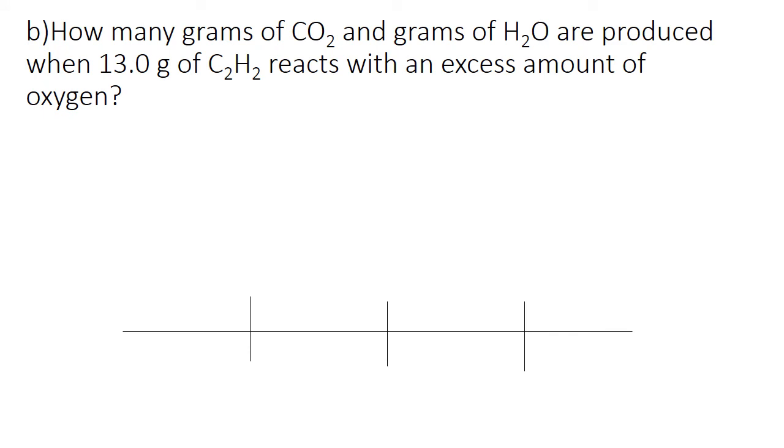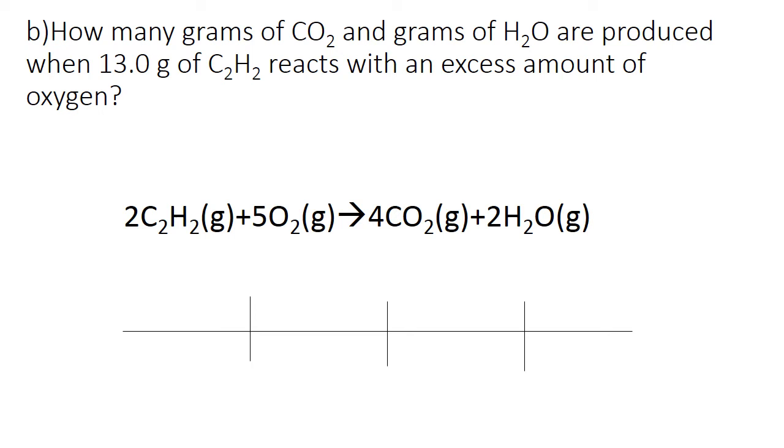Alright, so we're asking how many grams of carbon dioxide and grams of water are produced when 13.0 grams of ethane reacts with an excess amount of oxygen. So that means we have to find how many grams of carbon dioxide and how many grams of water are produced from that same 13 grams of ethane. So we start with our calculations for carbon dioxide. We have our balanced equation. We start with 13 grams and we want to find how many grams of carbon dioxide.